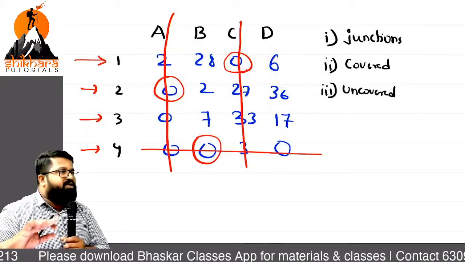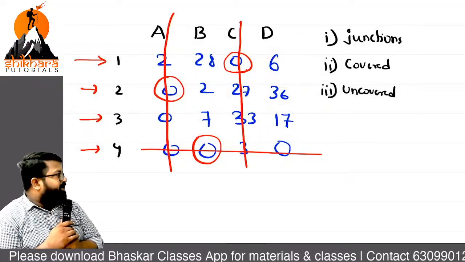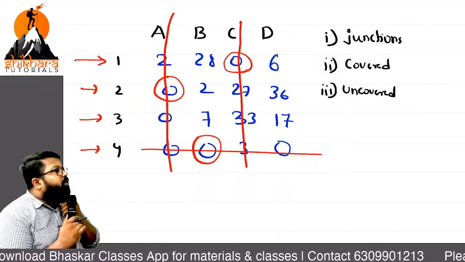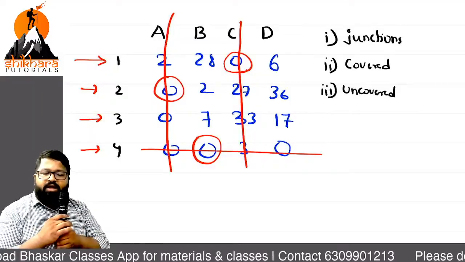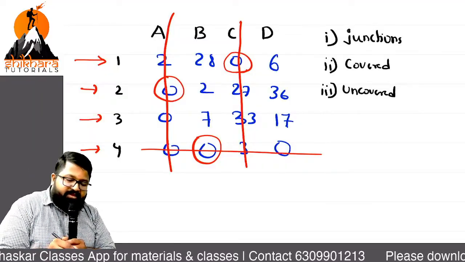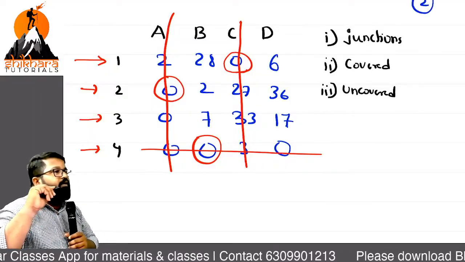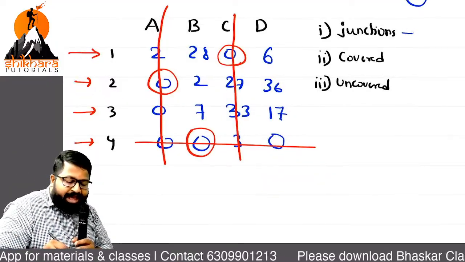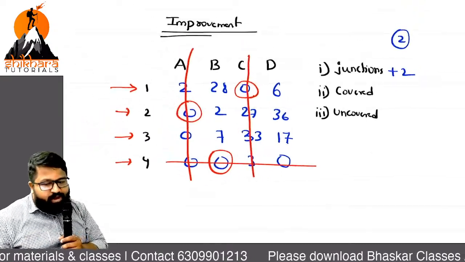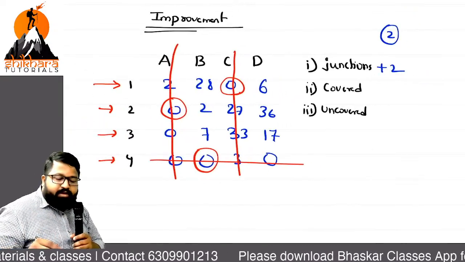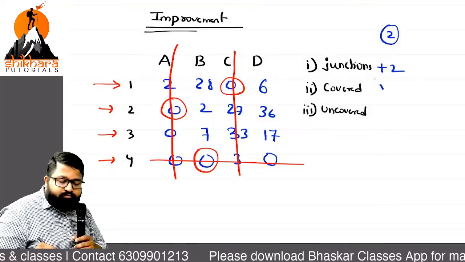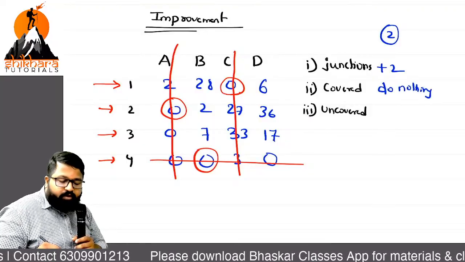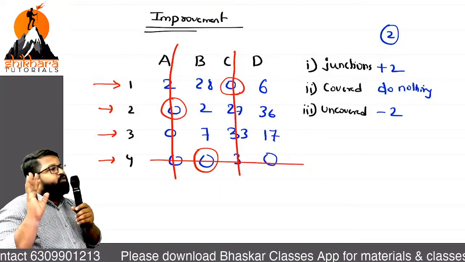These are uncovered. So the next step is to identify the least element from the uncovered elements. What is the least element from the uncovered elements? 2. So take that as the important number. At the junctions, add it. What is that process? At junctions, add. Covered, do nothing. At uncovered, reduce.